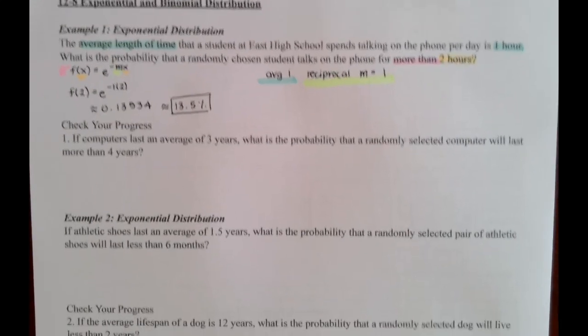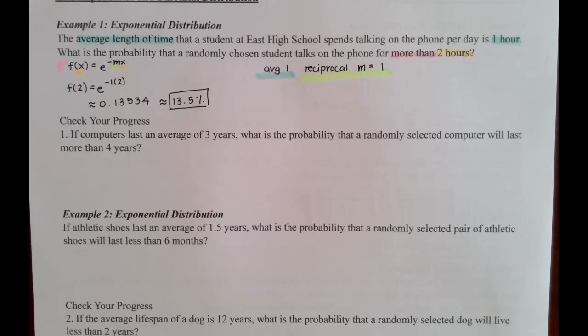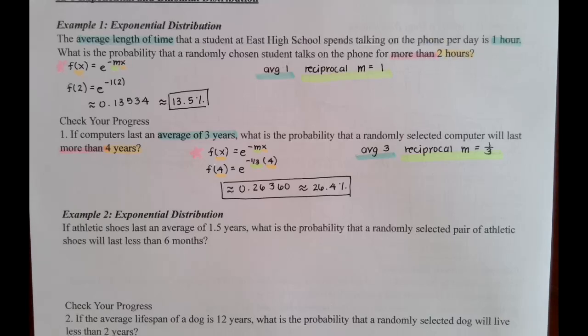So why don't you try CYP1, and then once you're done, come check your answer. You should have gotten something approximately 0.26360, or approximately 26.4%. If you got that right, you can move on to the next example. If not, here is your explanation.